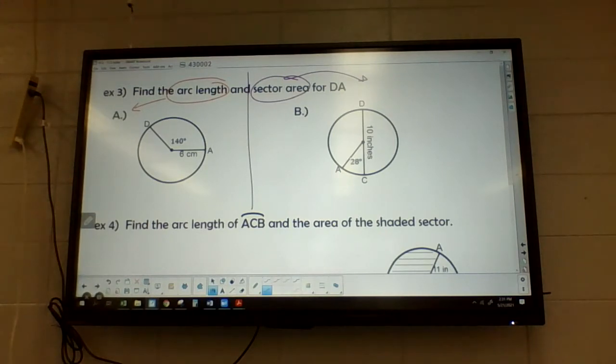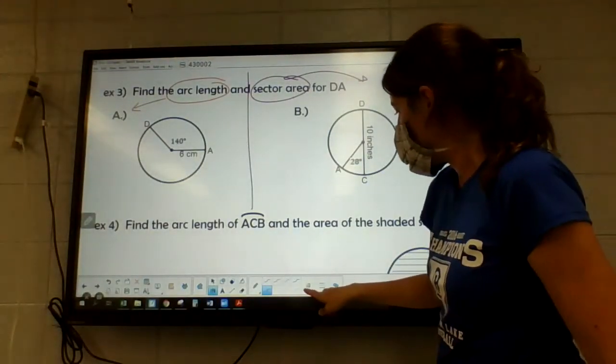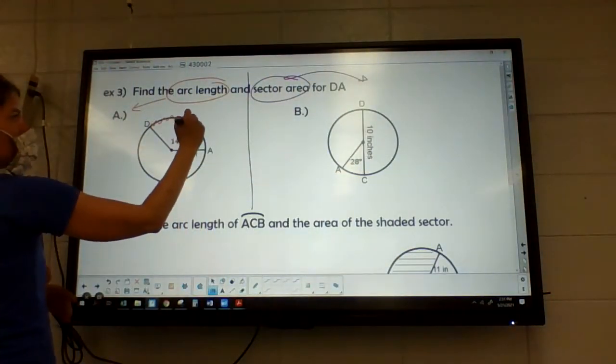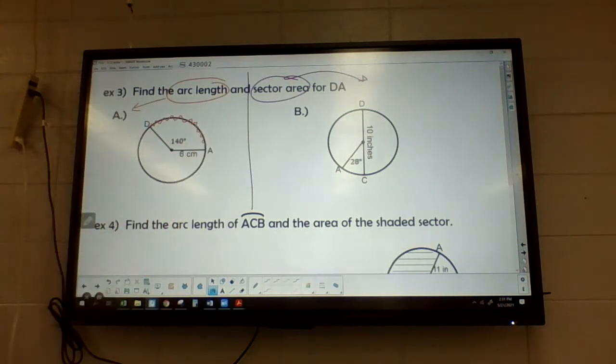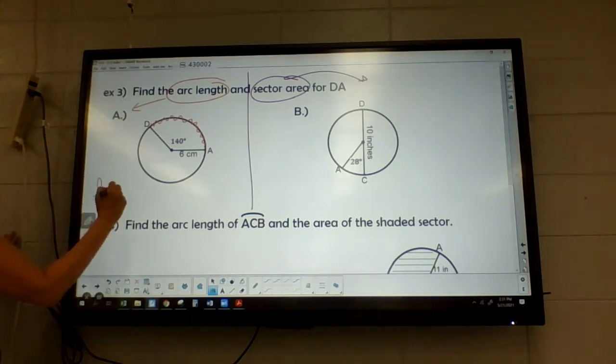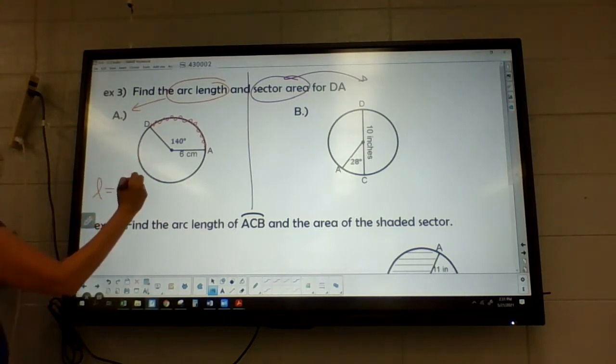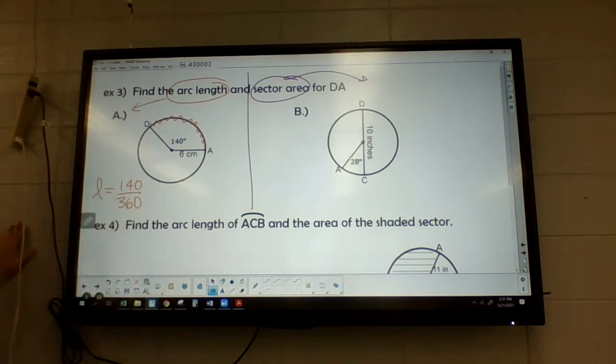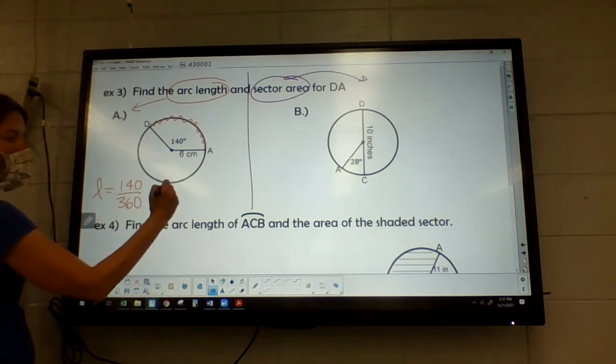So arc length. So arc length is basically the part of the circumference. So how far, so DA is from here to here. So that's our DA. We want to find that length. So how much of the lake do we own there? So arc length is L. So the 140 out of 360. So we know we own 140 degrees of that out of the whole lake, times the circumference. So times 2 pi r.